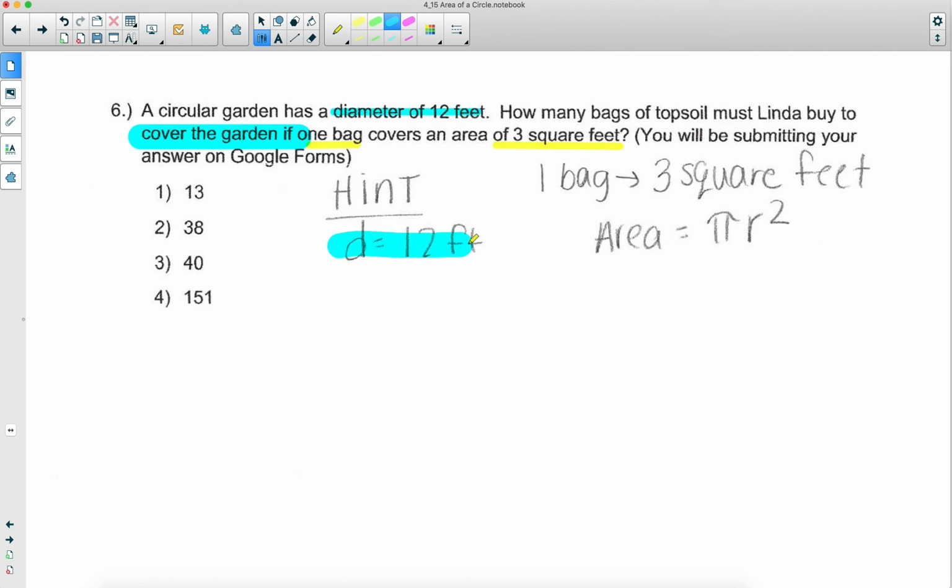The diameter is 12 though. So once you find the information from the diameter to substitute in, remember, one bag is 3 square feet. So however much area you have, figure out how many bags you need by dividing that area by 3. And remember, if it's a little bit more, it means you have to buy another bag. It's a real life application question, okay? So try that one too.